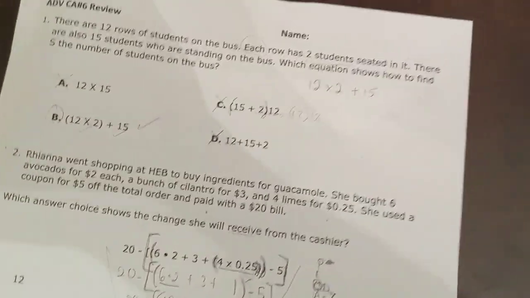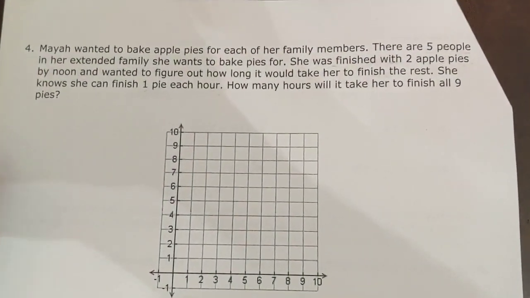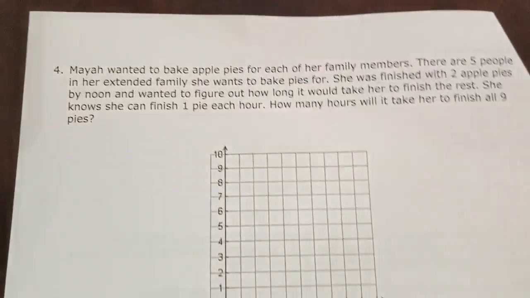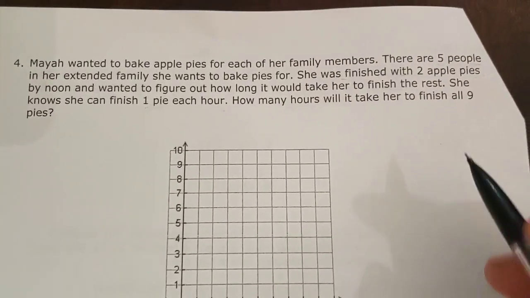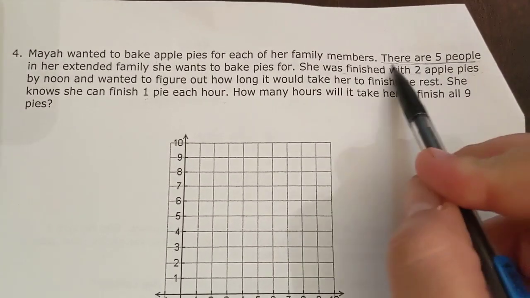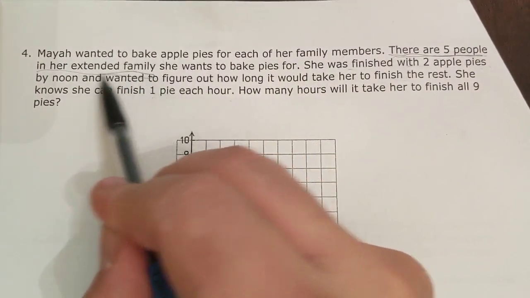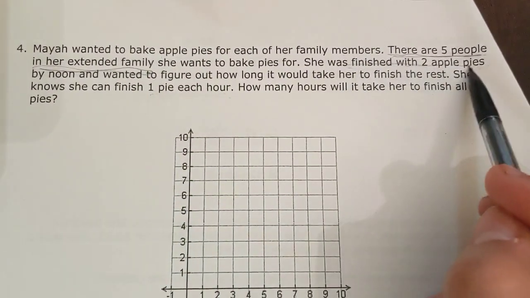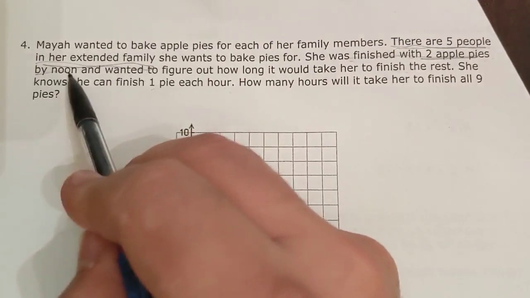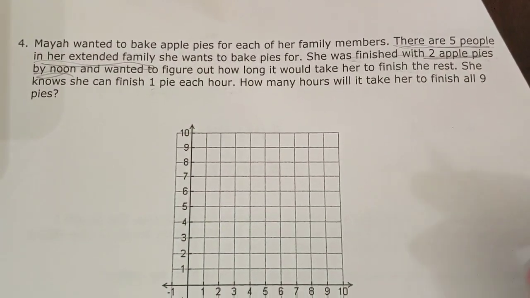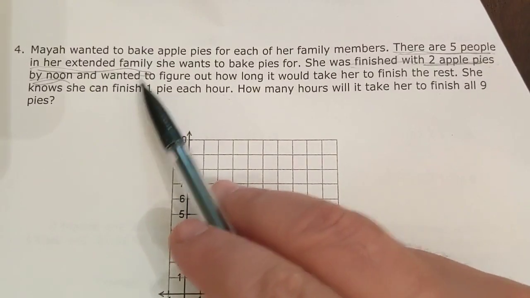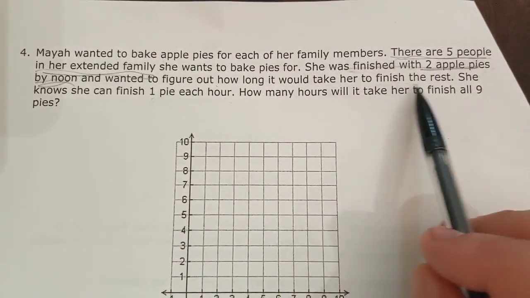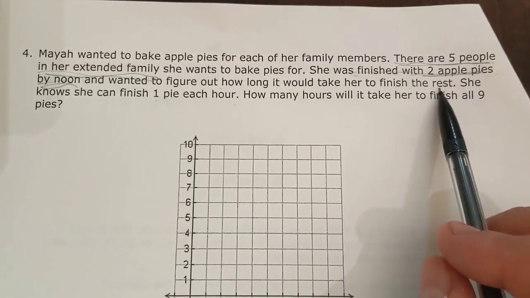Now let's take a look at number 4 on the other side. This is the one that I wanted to talk to you about because we did do this one in the game, in the class, but we didn't see the extra information. Here's the extra information. It says that there's 5 people in her extended family and that she's finished 2 apple pies by noon. So that's a lot of information that we don't really need to use. And it does say that she wanted to figure out how long it would take her to finish the rest, right? But the question is not asking that.